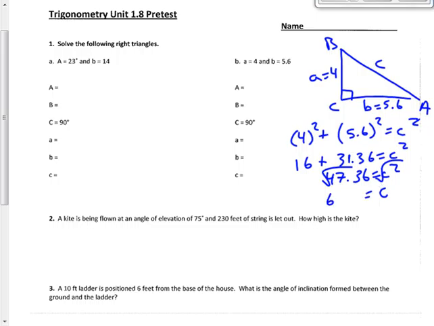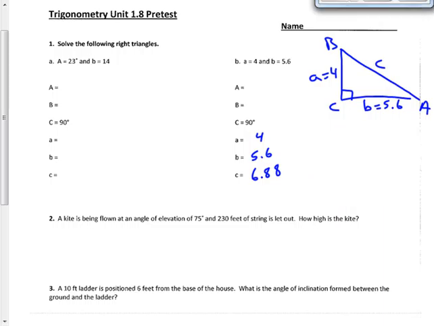of 6.88. So I end up with C being 6.88. They gave me the fact that A was 4 and that B was 5.6. So those parts of this solving process are also done in this triangle. Now I have to go through and find the angles. That's what makes this section different.